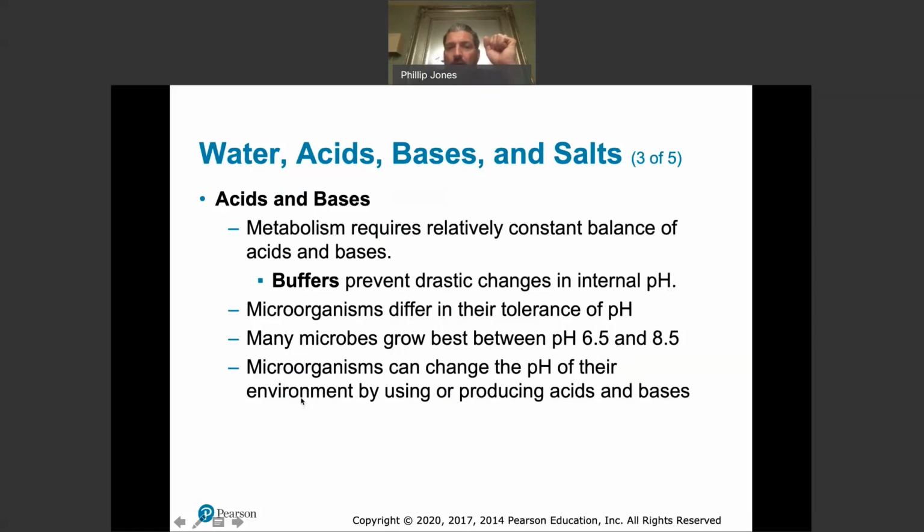All right, microorganisms can change the pH of their environment by using or producing acids and bases. H. pylori is one that we're going to learn relatively simply. Some organisms have virulence factors. They can start secreting acids, changing the environment. We're going to find out some of these organisms, like Staph aureus, can produce coagulase or collagenase, and they can literally start eating through anything that gets in their path.